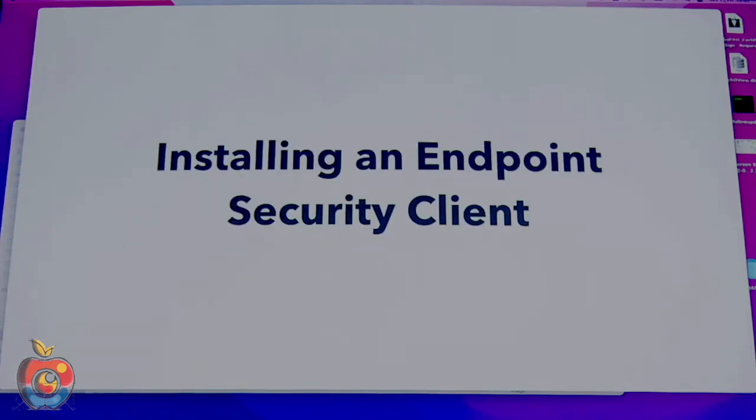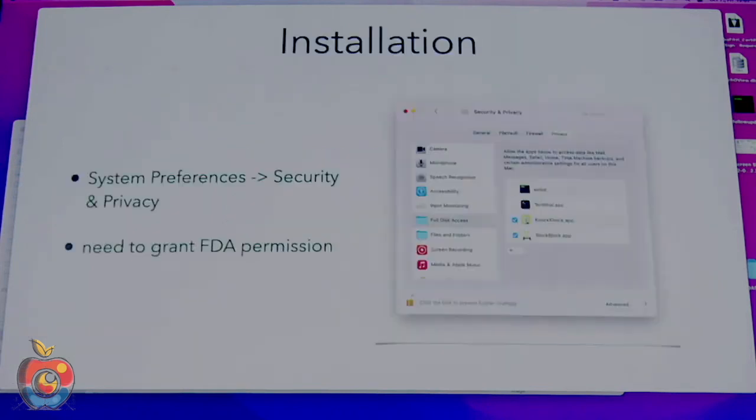So how do we install a client? The one crucial thing for any system extension or any endpoint security client is that they have to have full disk access permissions. So that means that we open system preferences, go to privacy, unlock privacy, and then finally grant full disk access permission to these applications. So it's very user interaction heavy.